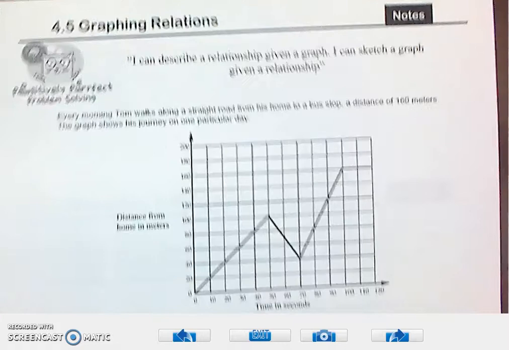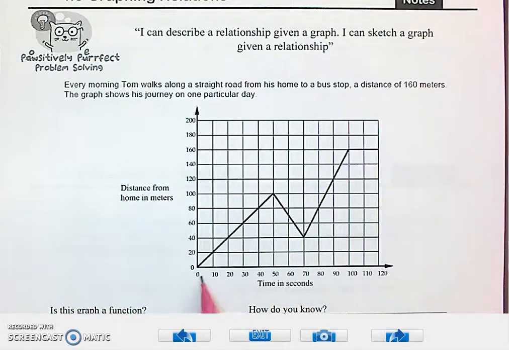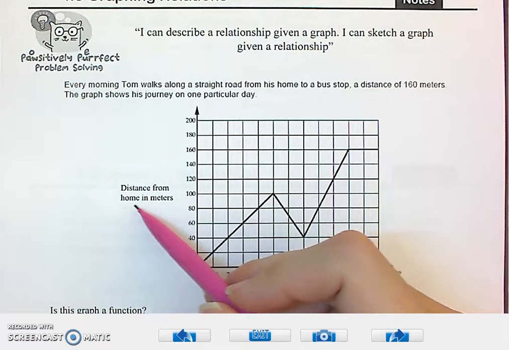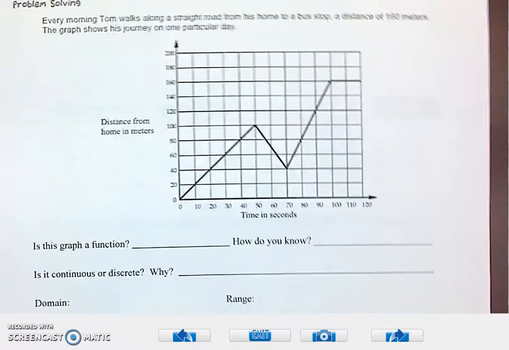So this graph is showing that as time goes on, he is moving away from home. So distance from home, and then how long it's taking him to get away from home. That's what this graph is showing. Okay, but what does all this mean? This up, down, and then a straight line, what's going on here? So we're going to use all the stuff we've learned from this unit to figure that out.